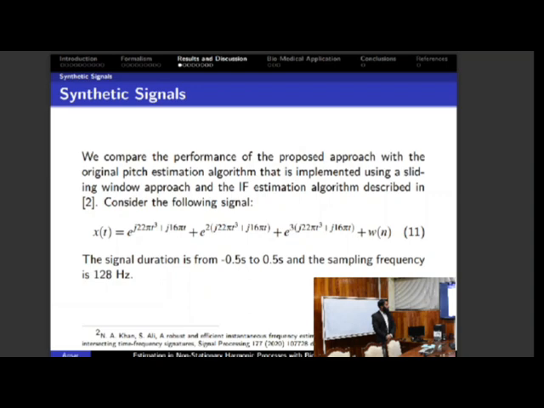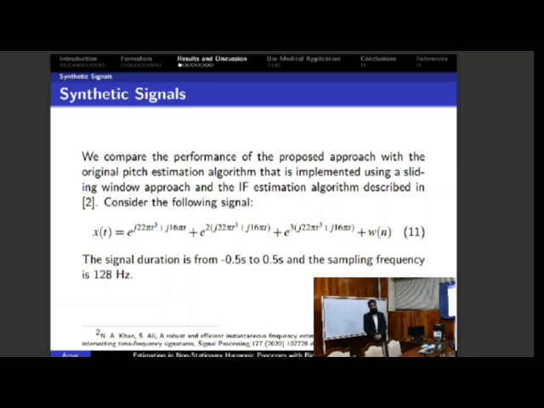We compare the performance of our proposed work with some alternative algorithms: one having the sliding window approach that uses just a simple Fourier window, and the IF estimation algorithm that uses a fractional Fourier window, but where the model order is not part of it.